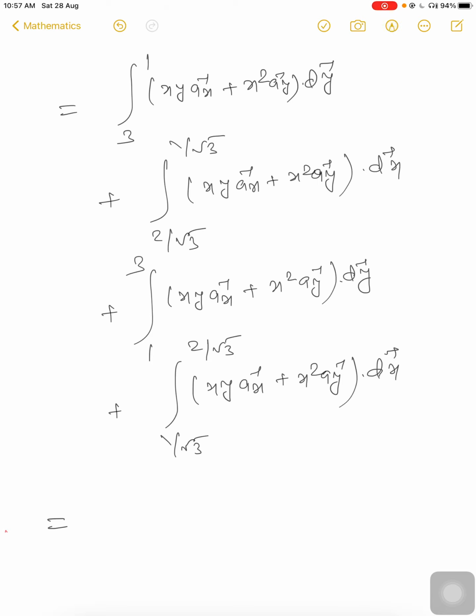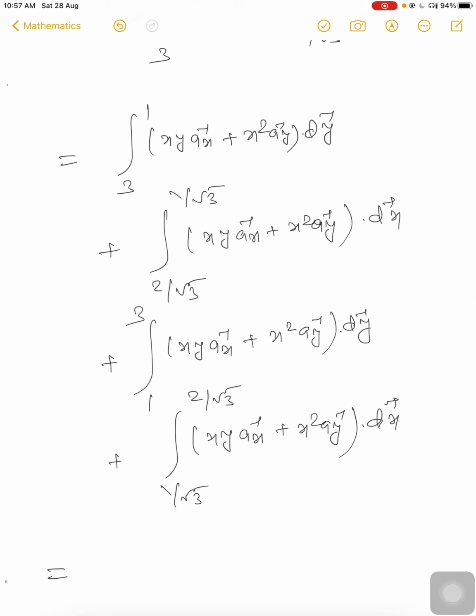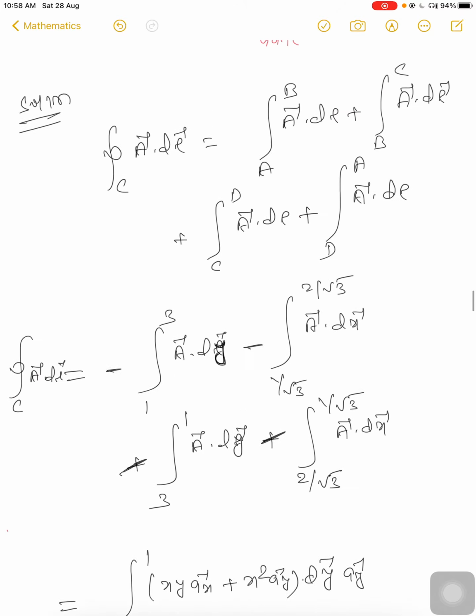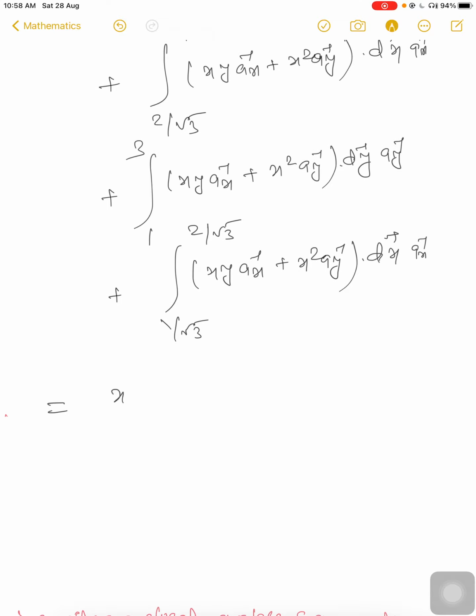After the dot product, what will happen? You will get dy, other things you will not get. Here there is the ay unit vector and the ax unit vector. The x square is not a variable here, it is a constant term, because you are integrating in the y direction. And how much is the constant here? Here the constant is 1 by root 3 only.